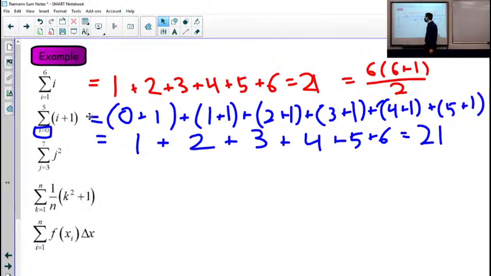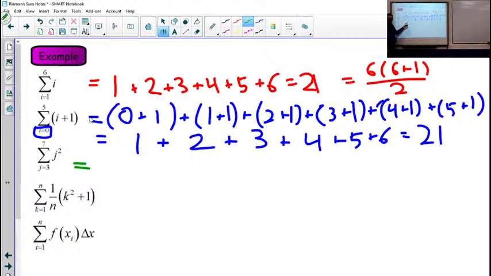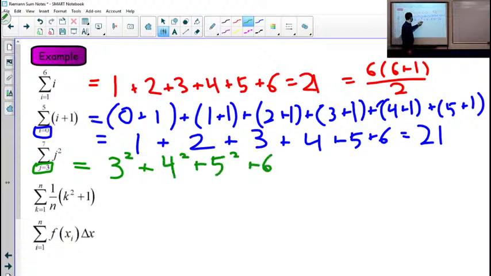The next one, first number we write is what? 3 squared. So your 9 is coming from squaring 3. So we're starting with 3, and we're going up to 7. So 4 squared, 5 squared, 6 squared, 7 squared. That is that sum.